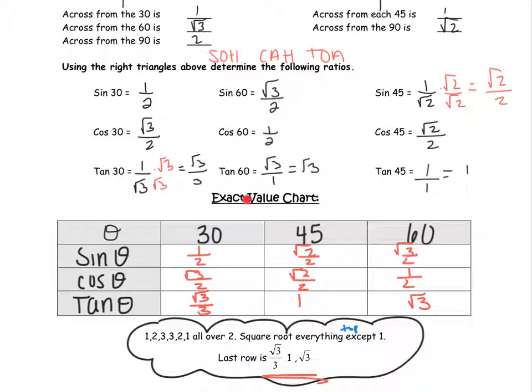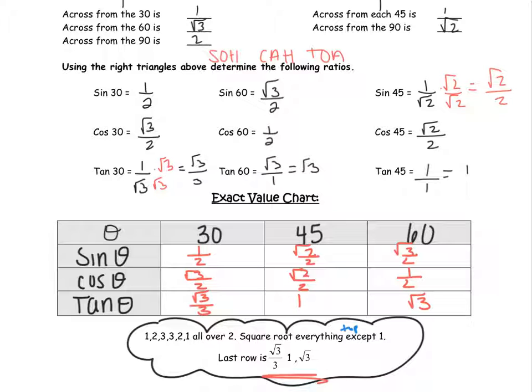So if you memorize this chart, which I know it seems a little overwhelming right now, it's actually not that bad once you do repetition with it. I know that cosine of 60 is 1/2. And I know cosine of 45 is going to be rad 2 over 2. Even tangent of 30, rad 3 over 3. Okay?